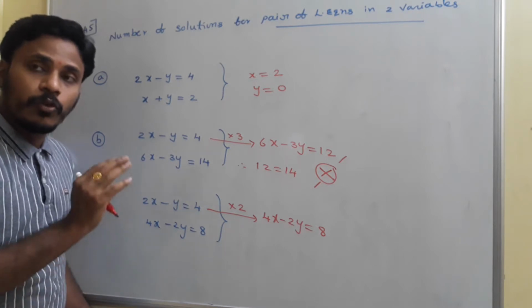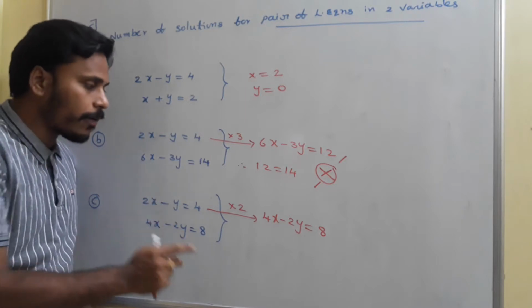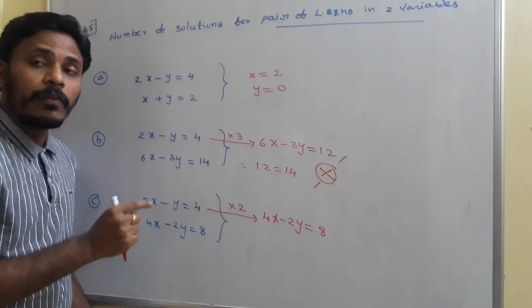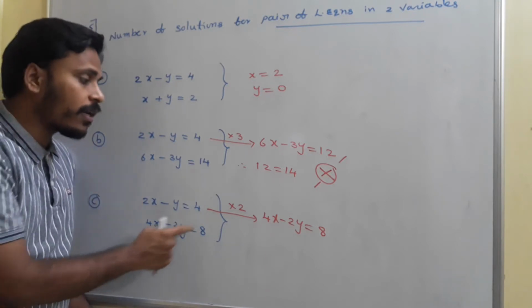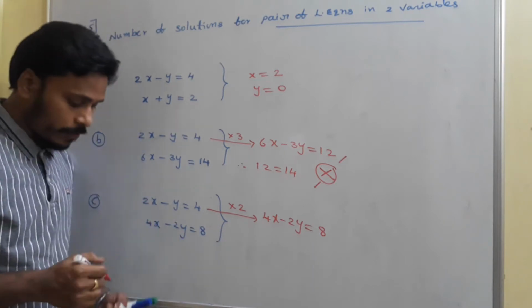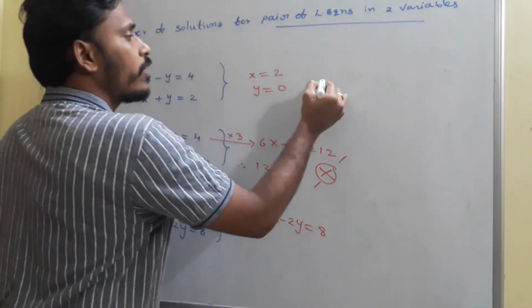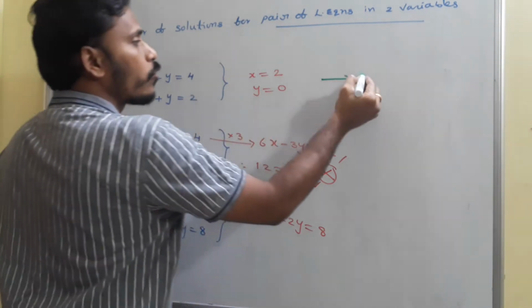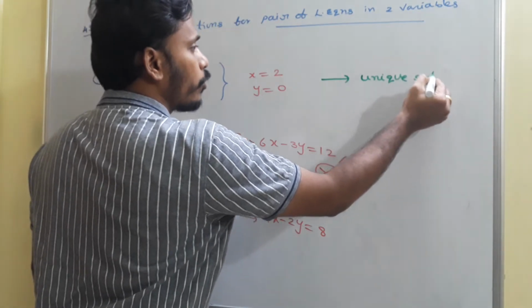Actually, they look like two equations, but if you analyze, these two are simply nothing but only one equation. To find a solution we need a pair of linear equations, but here we have only one equation. That's the first part of the analysis. Now, coming to the number of solutions, the first system of linear equations has x is 2 and y is 0, so we have a unique solution in the first part, a unique solution.